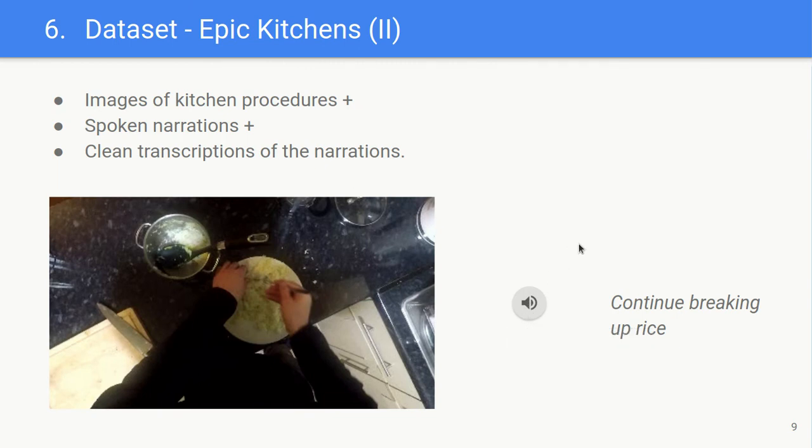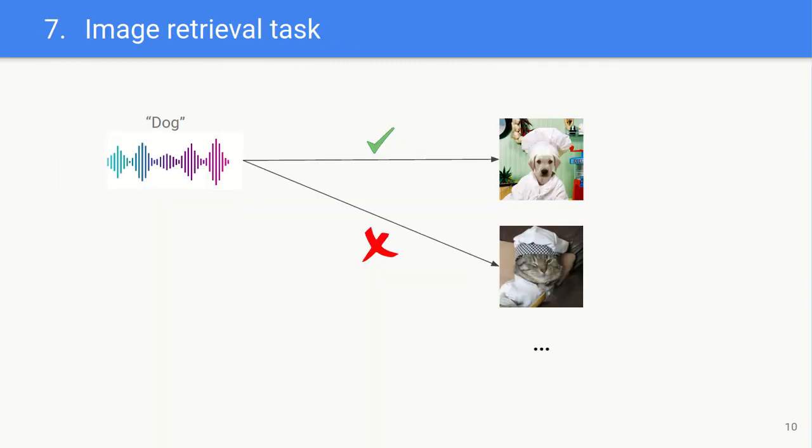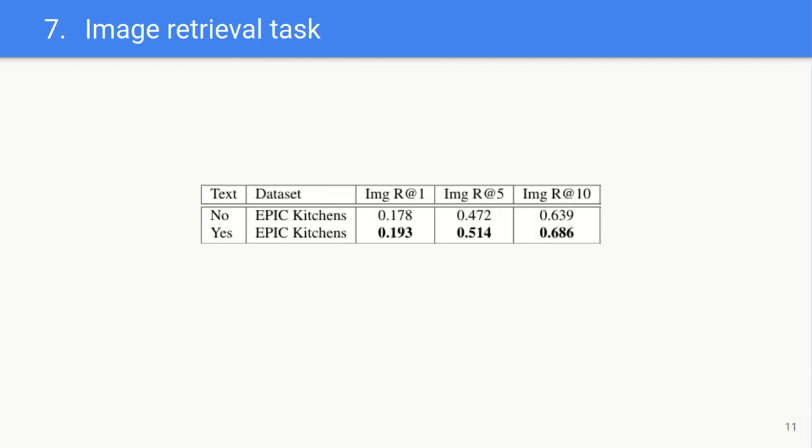Continue breaking up rice. In order to assess the quality of the embeddings, we use the image retrieval task. Here, we aim at finding the corresponding image given a speech query. Metrics we use are recall at 1, recall at 5, and recall at 10. And we see that we improve performance in the three of them when using text at train time. Note that during evaluation, there is no presence of text. It is only for train.